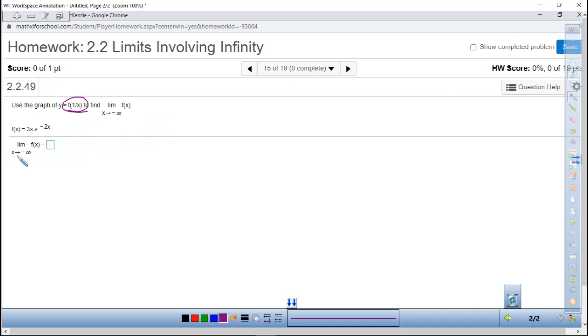So if we're going to take the value, as the limit as x approaches negative infinity of this thing, we're going to go ahead and move that to the bottom. So we've got 3x over e to the negative 2x. Now the thing is, oops, sorry, that's not a negative anymore. That's a 2x.